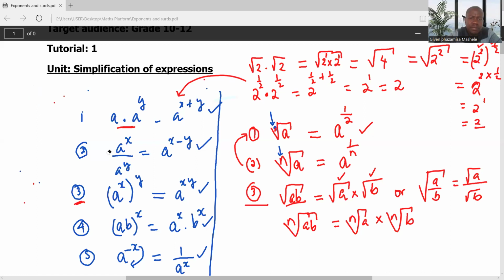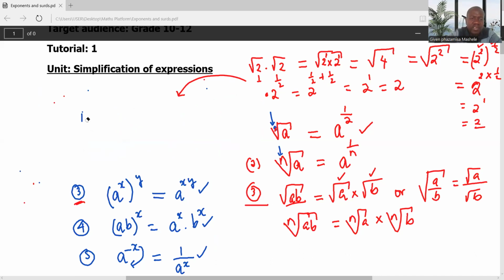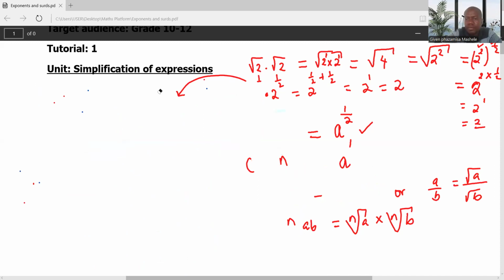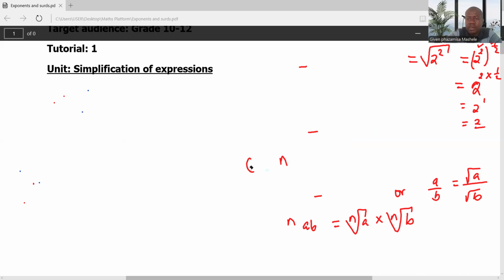I believe you are following. So now let's take this further into the examples. We are going to solve questions that involve the use of exponents and surds. I believe you're following. Okay, let me erase here. Just a minute, guys.